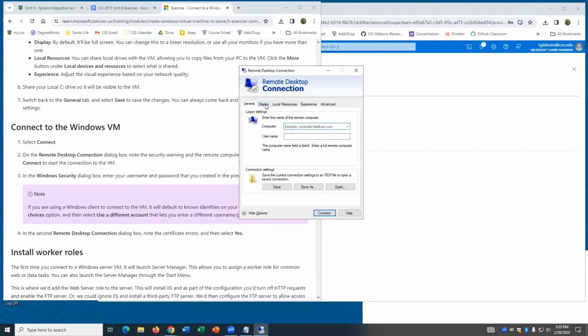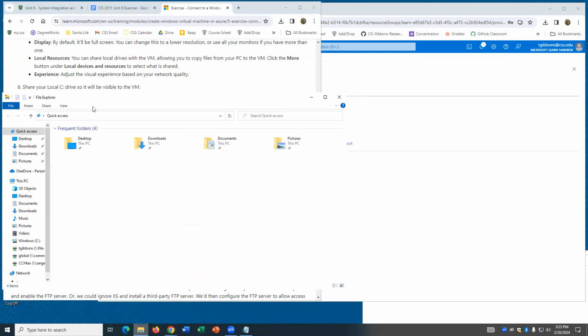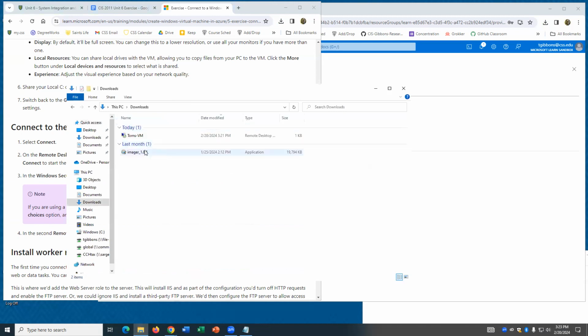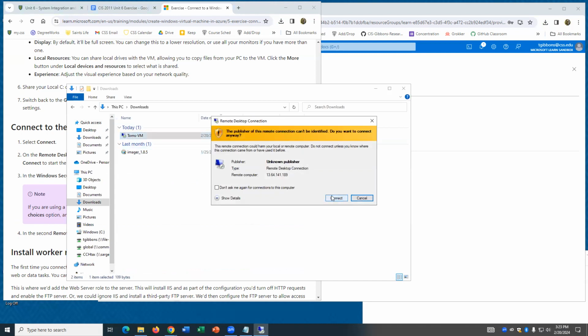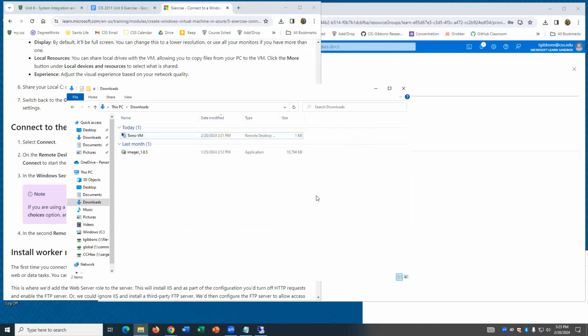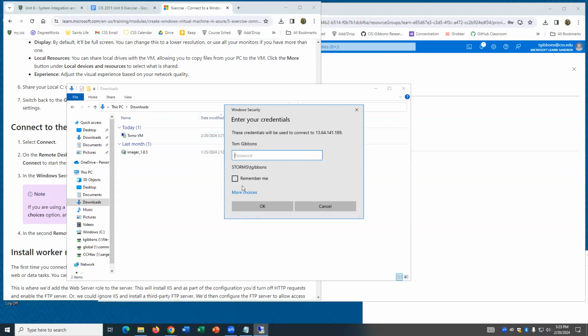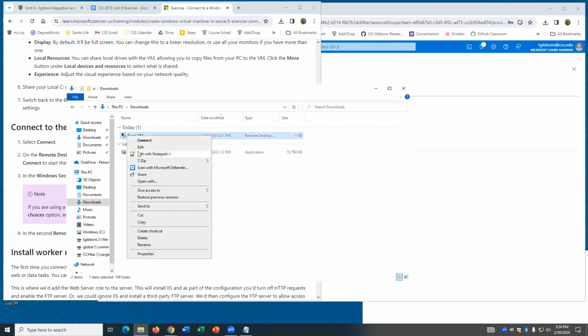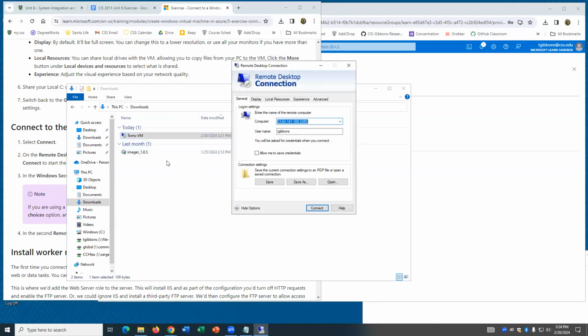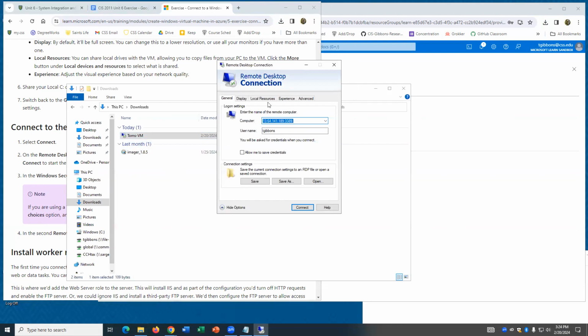We want to tie this to that file we downloaded. So I can go into advanced and open up that RDP file here. But an easier way is if I just go into the downloads folder. And here's that. If I double click on that, it'll run. Right click and edit. That'll open it up and it'll put in your computer.